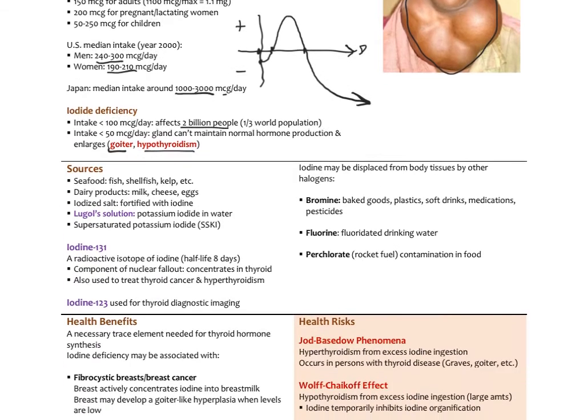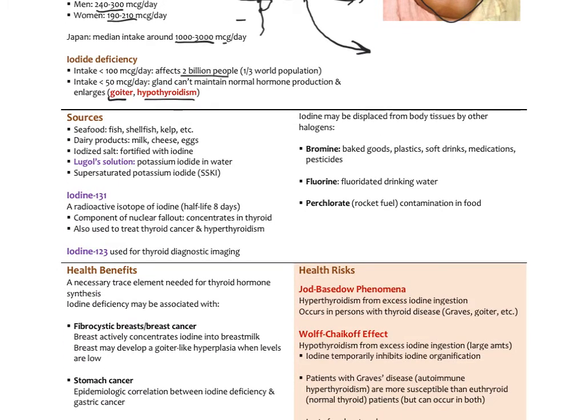So our major sources are from seafood, if you don't have the fortification through the salt. So fish, shellfish, kelp. Dairy products are fairly rich in iodine: milk, cheese, eggs. Again, the iodized salts. Lugol's solution is potassium iodide in water. And then there is supersaturated potassium iodide, SSKI.